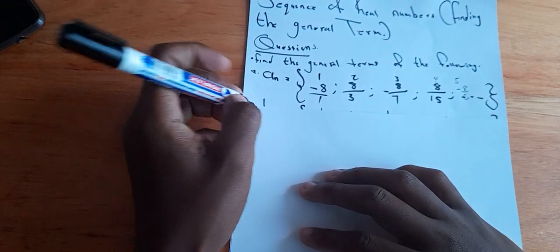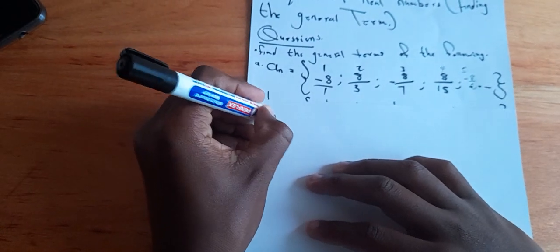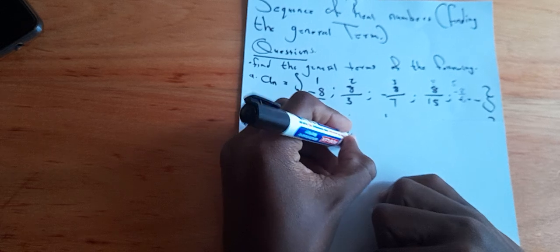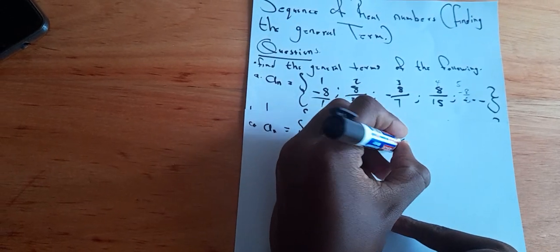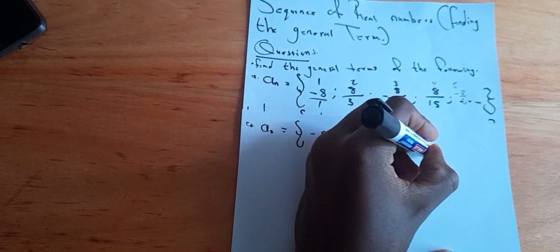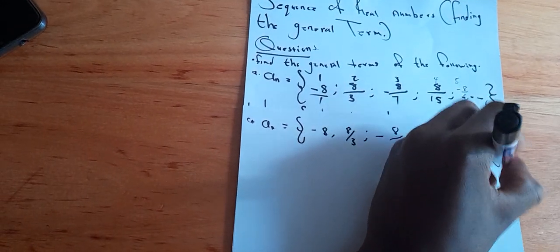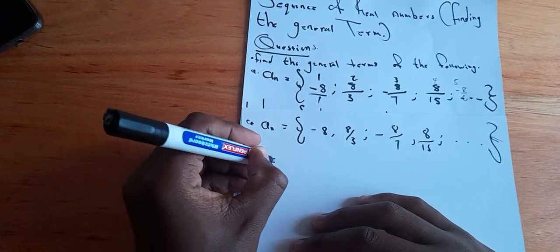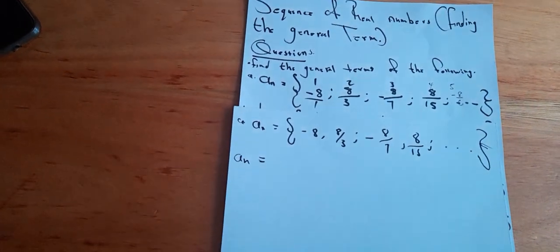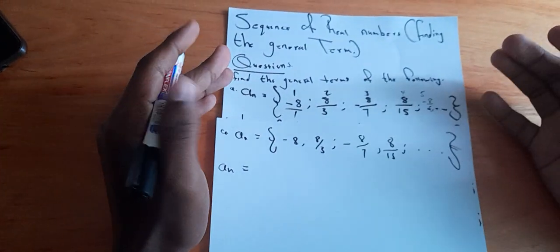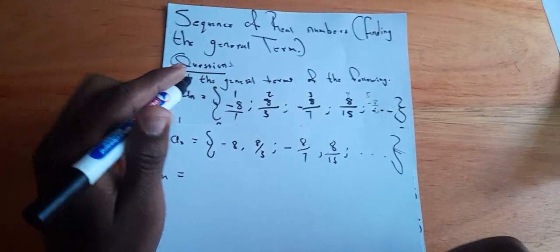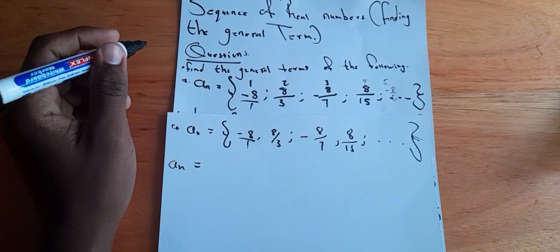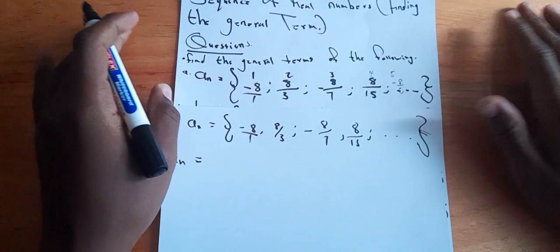So the first question, number A, we are given an to be equal to this: minus 8 over 3, minus 8 over 7, 8 over 15, as it goes on. So now we are required to find an in terms of n. We are given the sequence of fractions, but here is minus 8, so allow me to write it as minus 8 divided by 1, so that it can be fractions everywhere.